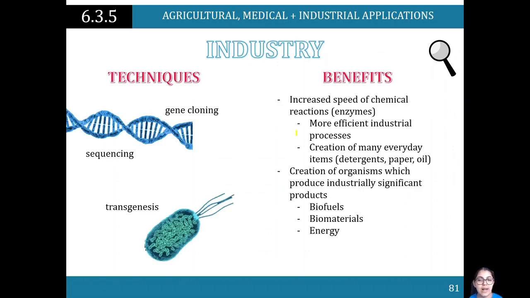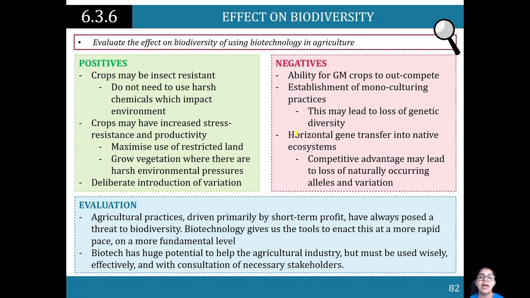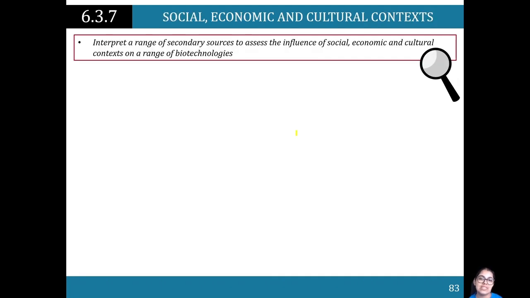Industry techniques: gene cloning, sequencing, transgenesis. Benefits are we can have increased speed of chemical reactions, more efficient industrial processes, creation of many everyday items, and creation of organisms which produce industrially significant products like biofuels, biomaterials, and energy. I'll leave the positives and negatives for you. They're very similar to what we have discussed.